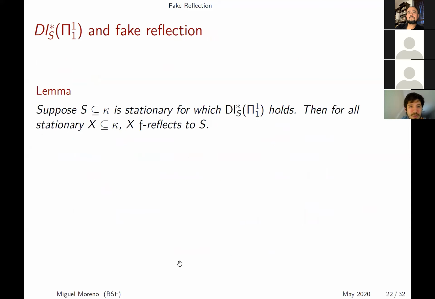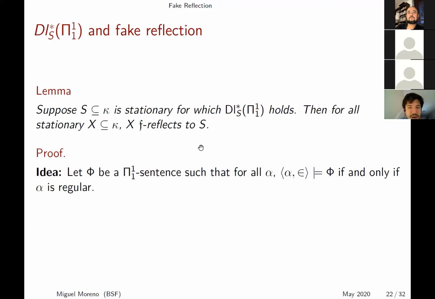Okay. So now this diamond principle: we have that diamond star S pi 1, 1 will imply fake reflection. After that discussion, you can already imagine it. Suppose S is a stationary set for which diamond star S pi 1, 1 holds, then for all stationary X subset of kappa, X fake reflects to S. The idea of the proof is that the second condition of this diamond star S was very much club capturing, so we only need the reflection.